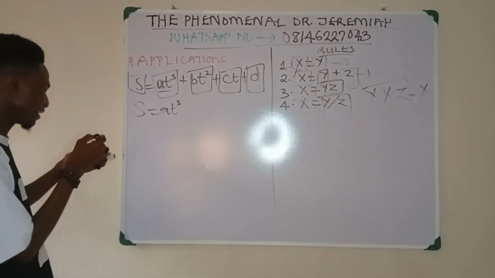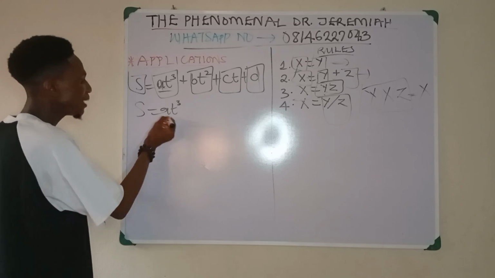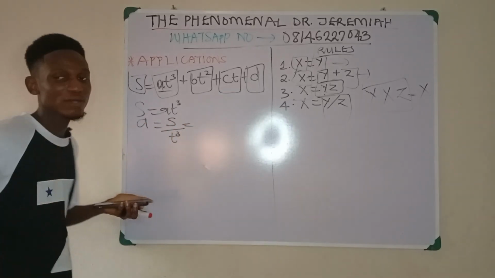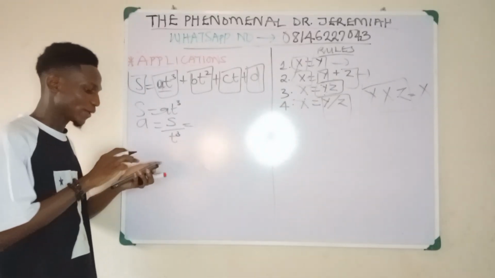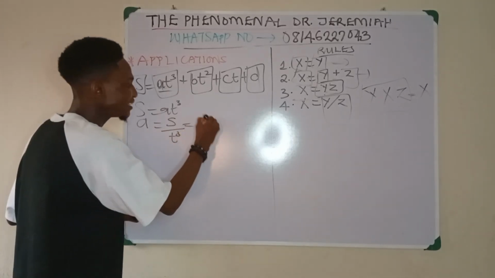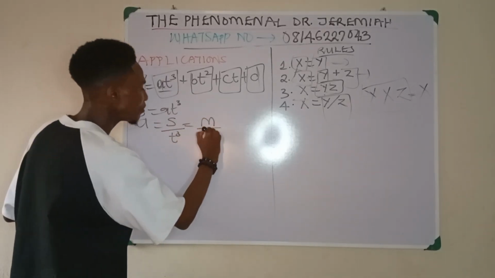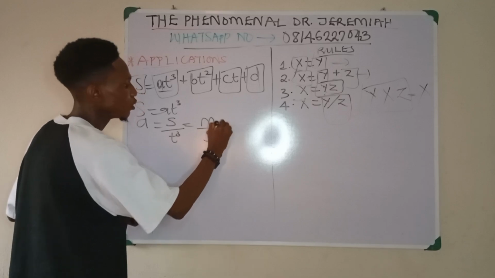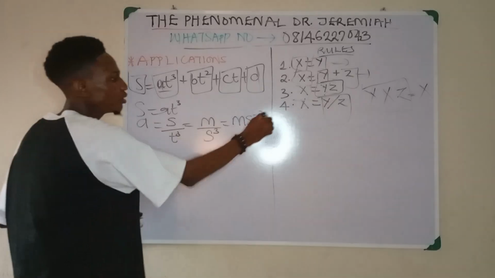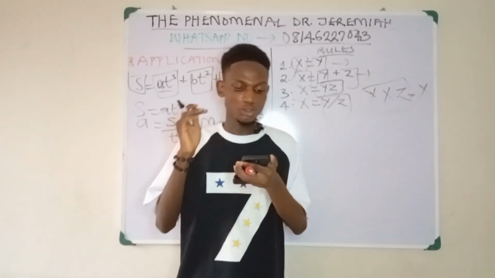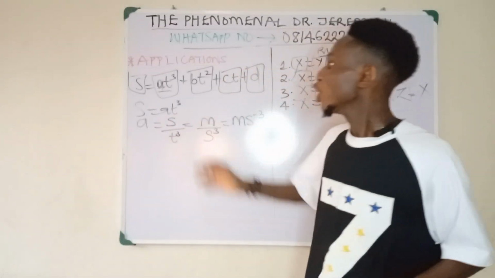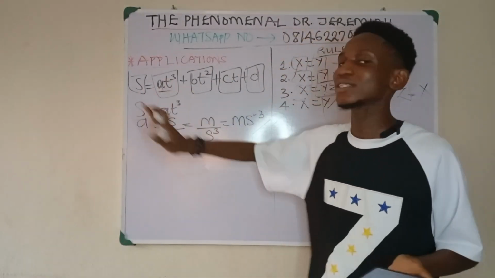Now you know that S is the distance traveled. So if you want to make A the subject of the formula, you're going to have A equals S over T cube. The unit of distance is meters, and the unit of time is seconds. So from there you're going to have ms raised to the power minus 3. So you see, no big deal about it. Option C is correct here, ms raised to the power minus 3. Just know that S equals AT cube because they are both terms.